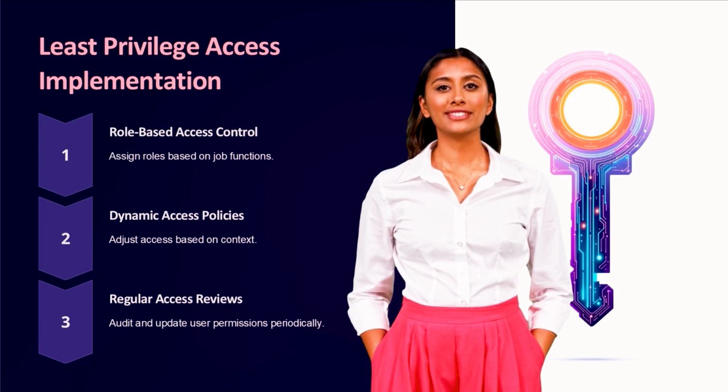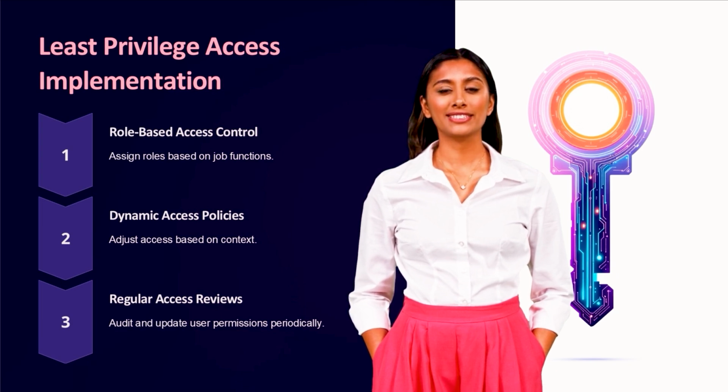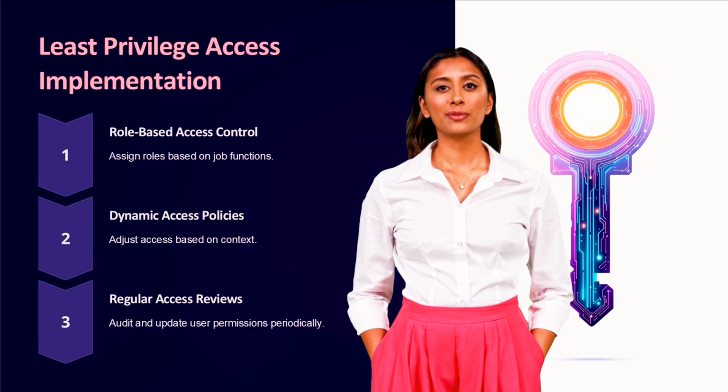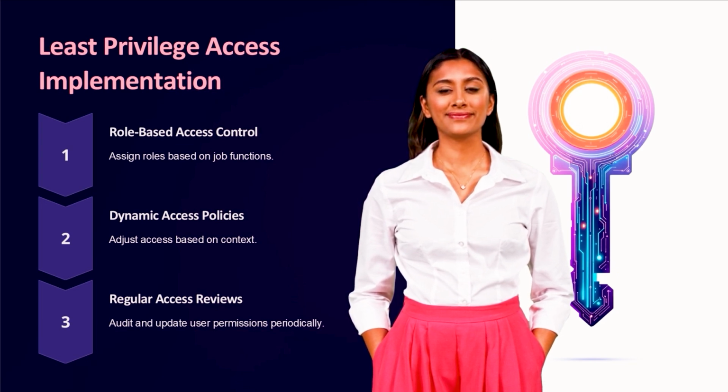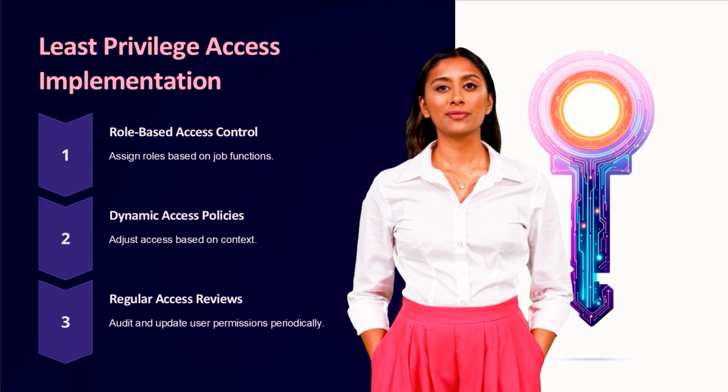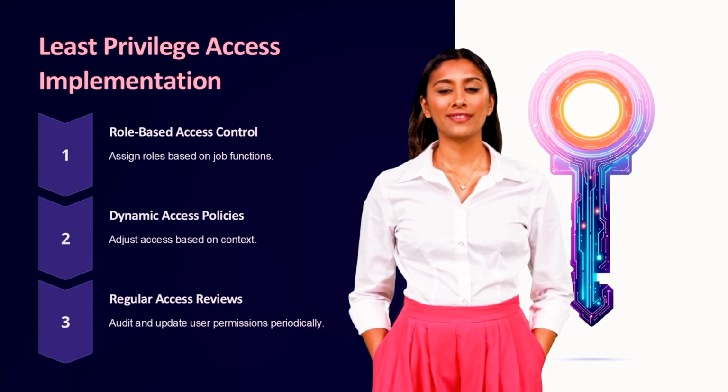4. Regular audits. Conduct periodic reviews of user access to ensure compliance and adjust permissions as necessary. 5. Revocation procedures. Implement processes to promptly revoke access when employees change roles or leave the organization. 6. Monitoring and logging. Continuously monitor user activities and maintain logs for auditing purposes. By adhering to these steps, organizations can minimize security risks and protect sensitive data effectively.